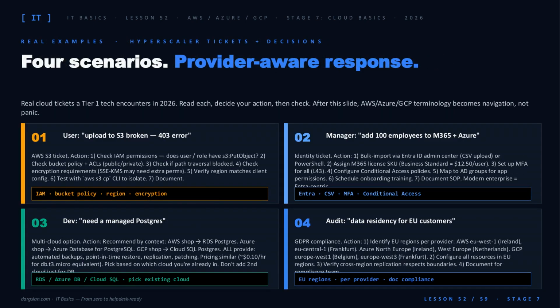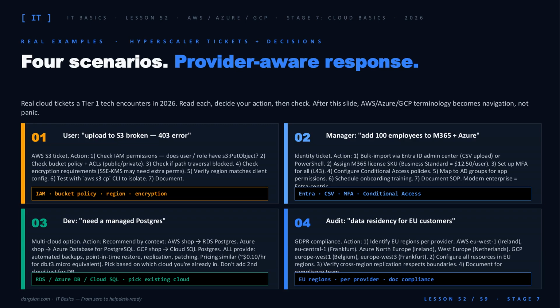Now let's put it all together with 4 real tickets you might see on day 1. A 403 error uploading to S3 is almost always an IAM or bucket policy issue. Check permissions, region, and encryption requirements before anything else. Onboarding 100 employees, that's an Entra ID job: bulk import, license assignment, MFA, conditional access. Need managed Postgres? Don't introduce a second cloud. Use RDS, Azure Database, or Cloud SQL depending on where you already live. And for EU data residency, know your regions per provider: eu-west-1, North Europe, europe-west. Same problems, different brand names.